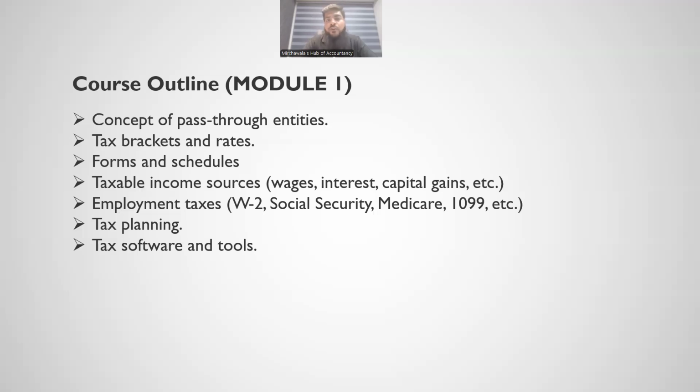Now, after that, we have forms and schedules. We will use Drake and ProConnect, which means that we will have an idea about the forms and schedules which are required to be included in any tax return. Okay. Now we have taxable income sources. We have already discussed taxable versus non-taxable, active versus passive. So later on, we will discuss the income sources like wages, interest, capital gain. So a person living in the US, how can he earn money through wages, through interest, like investing somewhere and getting interest, or depositing an amount in the bank and getting interest from there.